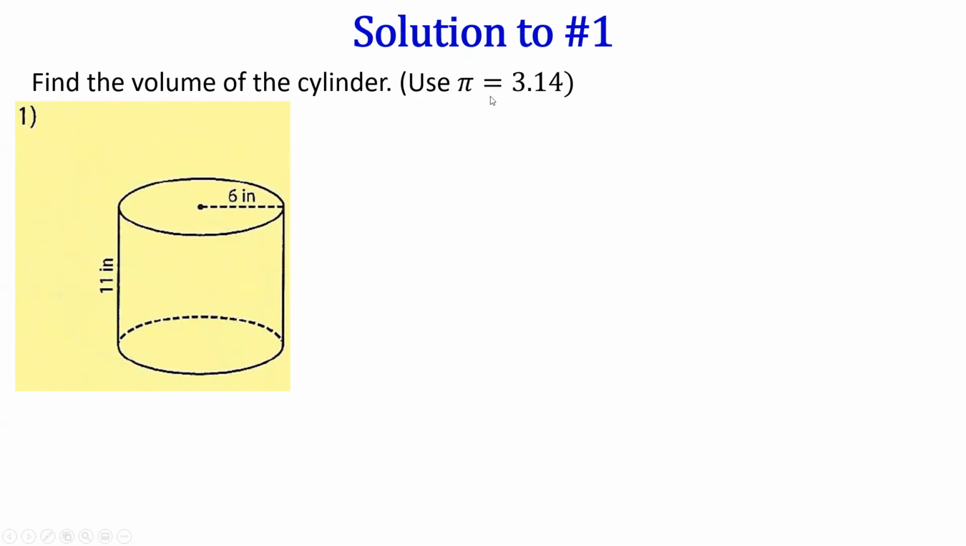So pi is an irrational number that goes on and on forever; it never ends. But what we're going to do is cut off the rest of the number and just call it 3.14 for now. That way we can make our calculations a little bit easier and we don't have to deal with as many decimal values.